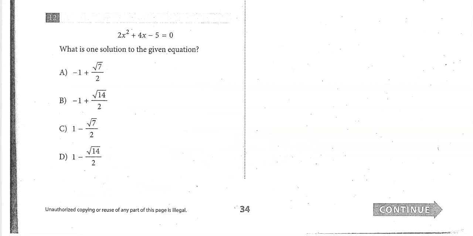All right, number 12 looks kind of nasty. It's solving the quadratic, which normally I would try to factor or use square roots if possible, but I can just look at all the answers and see all these radicals, that this is going to be quadratic formula. So you got to remember the quadratic formula. It's negative b plus or minus the square root of b squared minus 4ac all over 2a. You just kind of have to have that memorized.